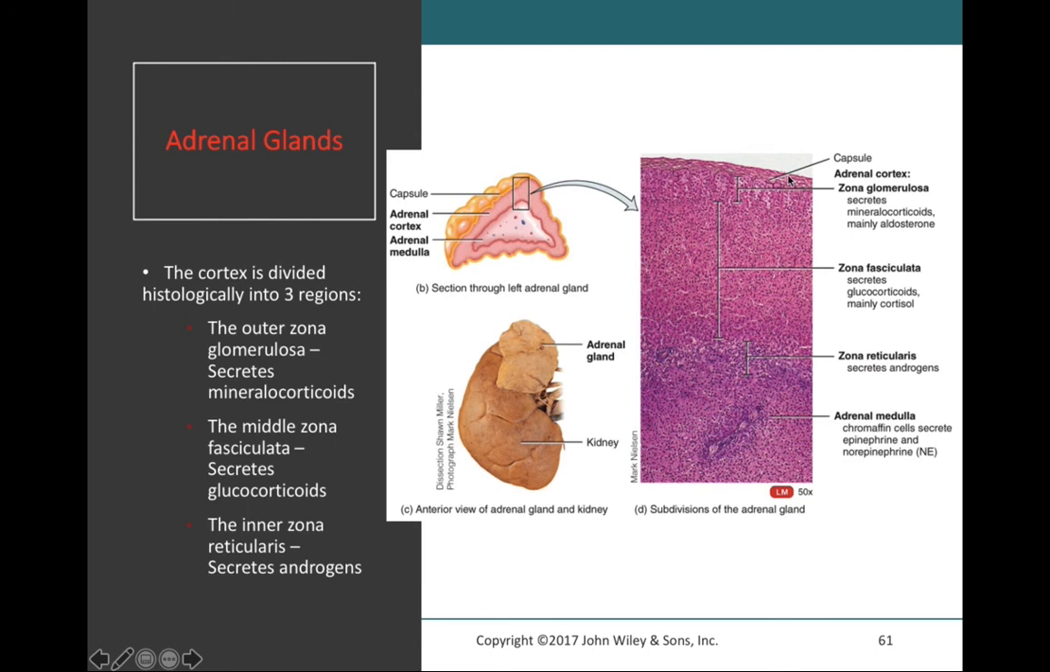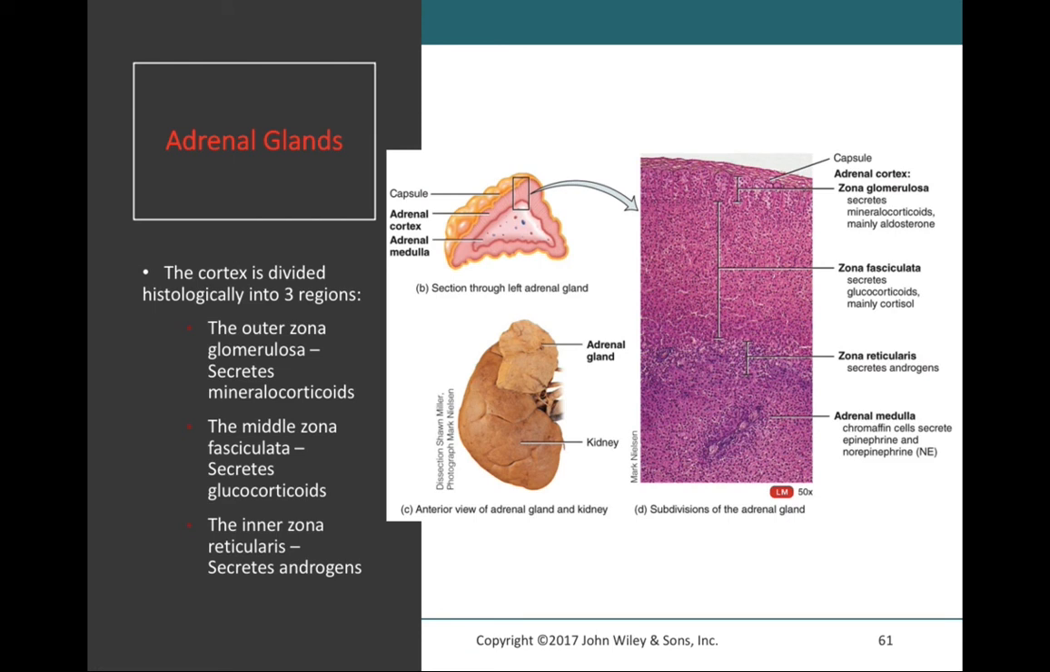Here you can see the capsule out here. You can see the zona glomerulosa, the zona fasciculata, which is the middle layer, the zona reticularis, and then we'll find our adrenal medulla that is found inside of that. So this is a really nice little section for us to see what different parts can be found on the adrenal gland.